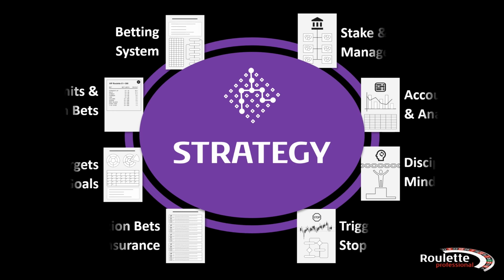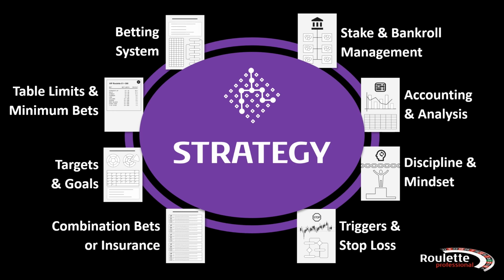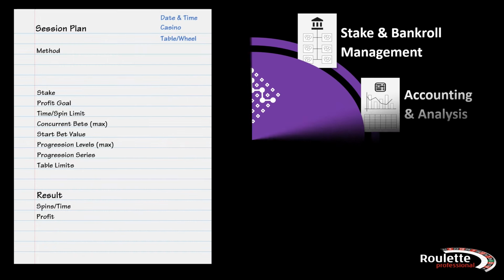A betting system, or more importantly, an effective strategy, has many elements to it. So for us to have provided you with a complete system, we would need an in-depth discussion first, covering a number of aspects and leaving you with a session or betting plan. As a bare minimum, a session plan should include things like the method, stake, profit goal, time or spin limit, the number of bets you might play at the same time, starting bet value, maximum progression level you will follow, which is similar to setting a stop loss, the progression itself, and of course you will need to identify a table that will accommodate your progression. Let's just fill out a basic example.